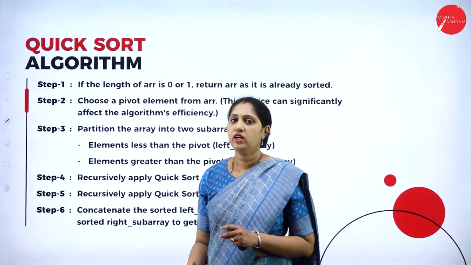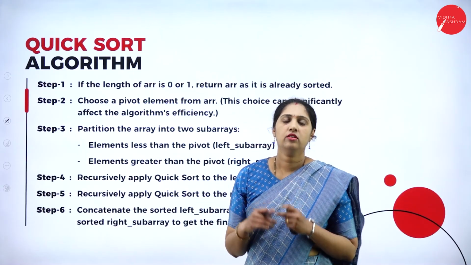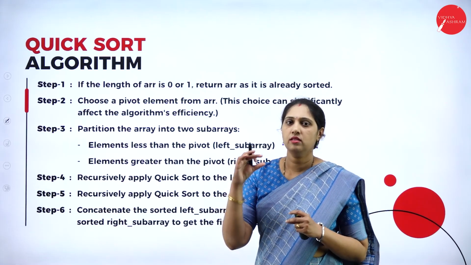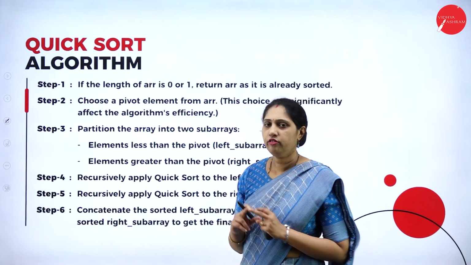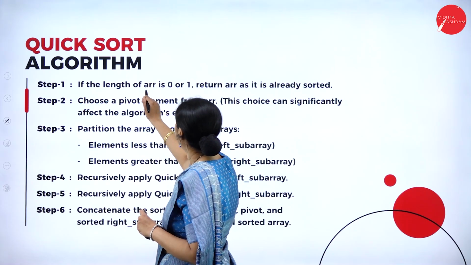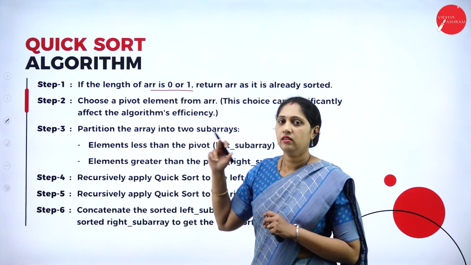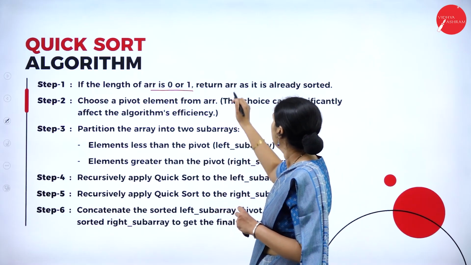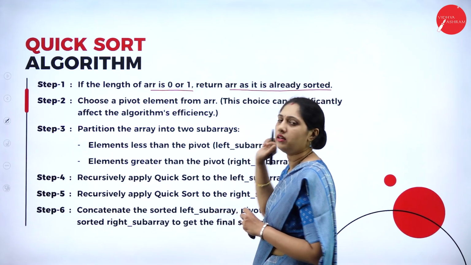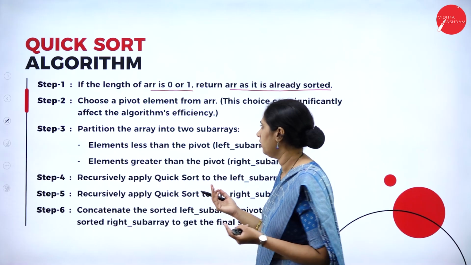So now what are the steps required? We just went through the algorithm, a simple code of it. So the very first step is, if the length of the array is 0 or 1, we have checked the condition. The very first if condition was there, right? So return, array is already sorted. If one element is there, that is sorted.